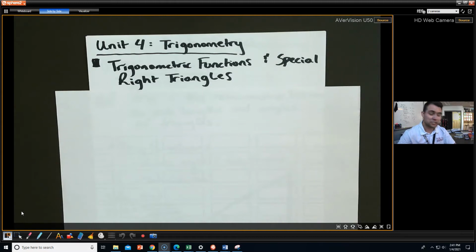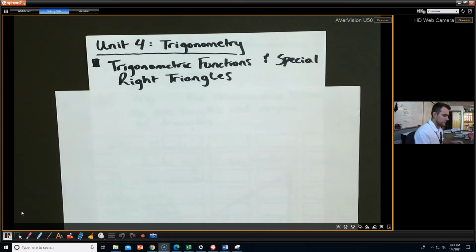We are starting our trigonometry unit today, actually. So, yeah, let's get right to it, okay? Here's our main topic for today: trigonometric functions and special right triangles. What makes them special, you ask? Well, let's find out, okay?